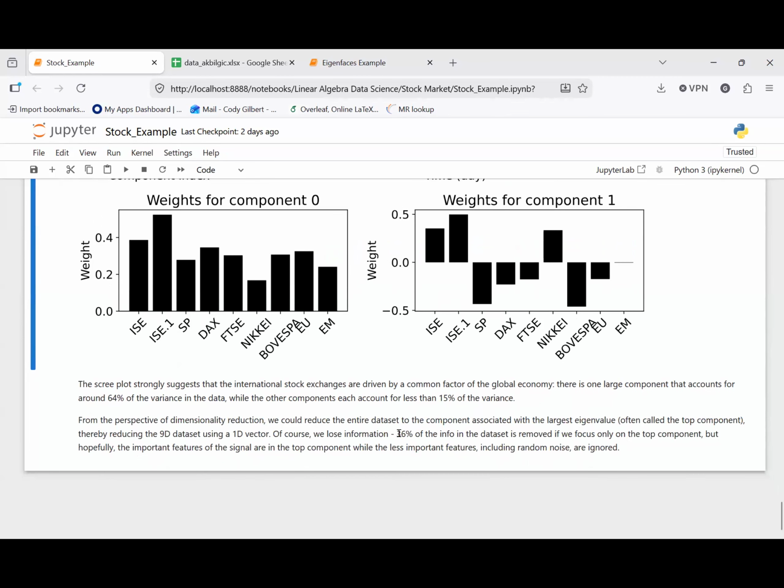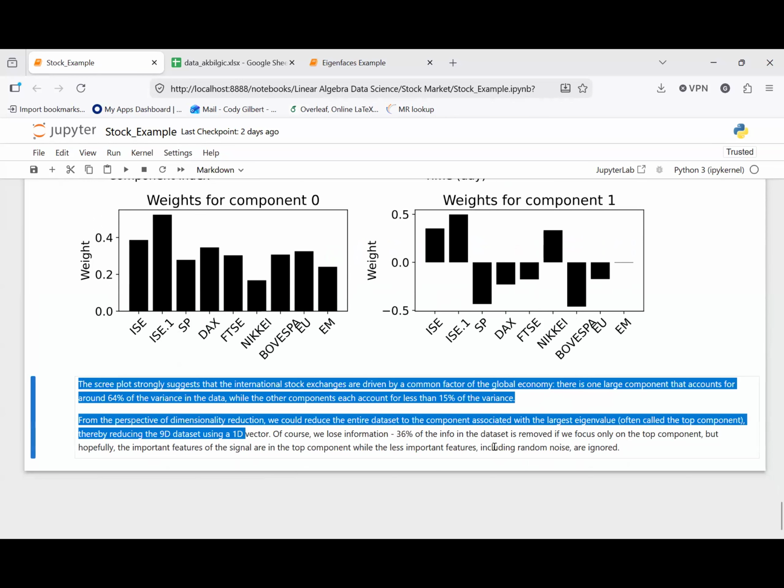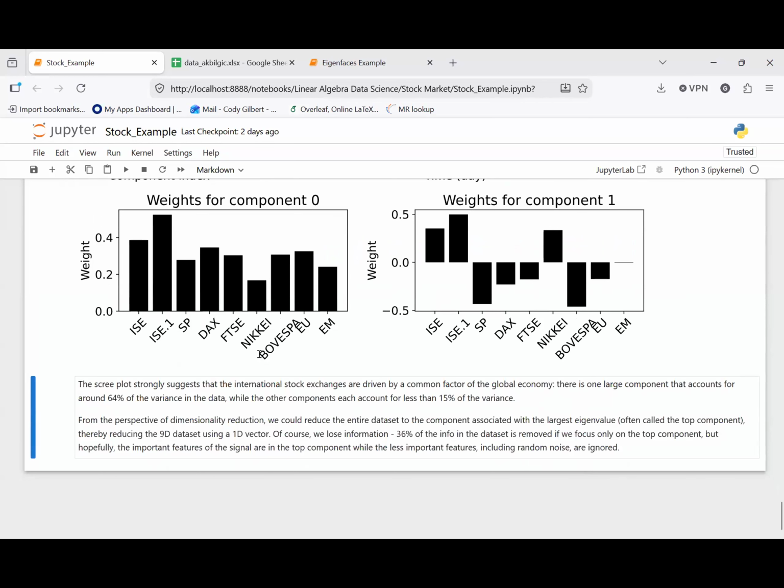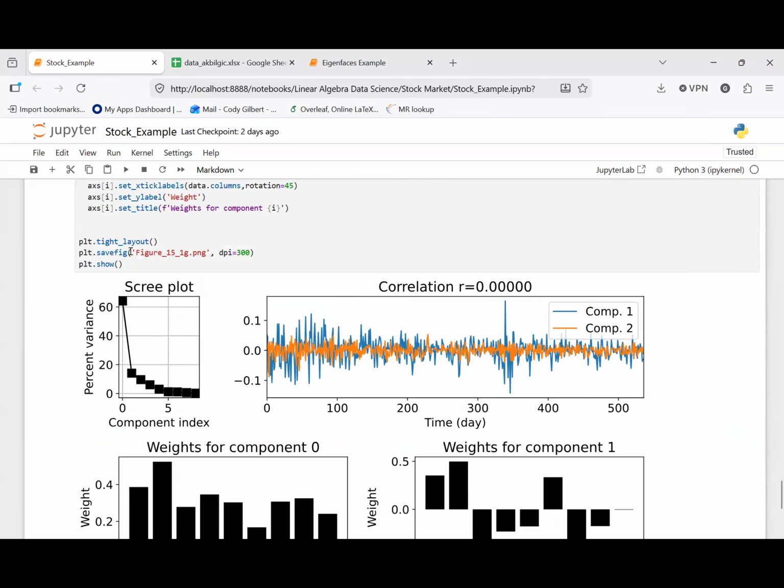So to summarize, and you can look into more detail on this, this isn't a data science class, so this is just a quick example, and then we'll look at eigenfaces and move on pretty much. But this summarizes what's going on down here, in ways that I was already saying before, right? From the scree plot, you can determine there's one large component that accounts for about 64% of the variance in the data, while all the other components account for 15% or less. That's this scree plot right here. That's what it's telling us.